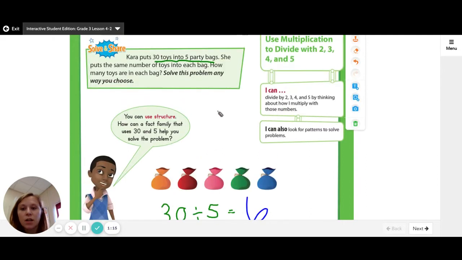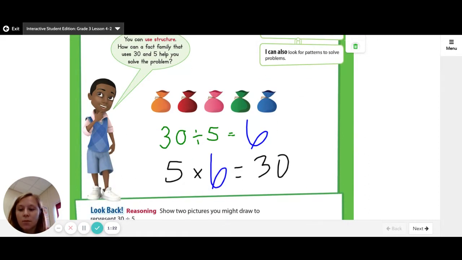And my label, let's look back up to our story problem. They want to know how many toys are in each bag. So my label would be toys per bag or toys in each bag. Let's turn the page.